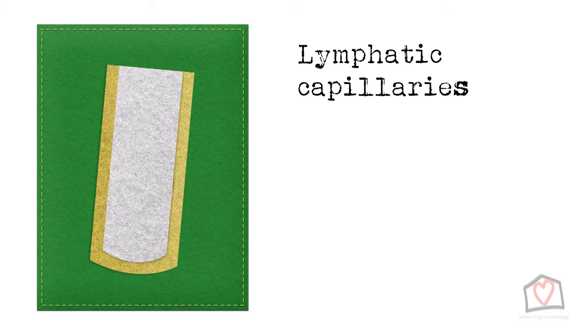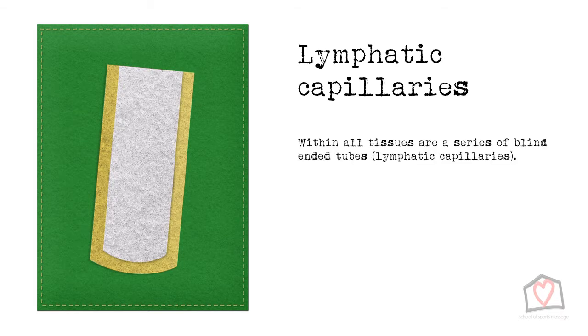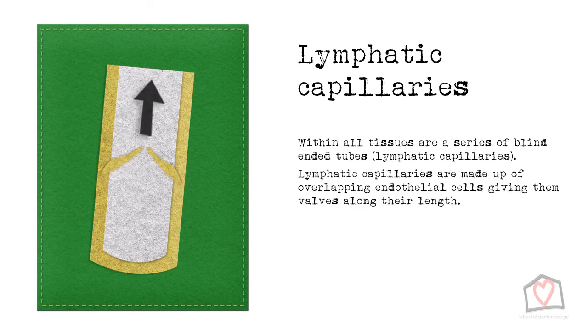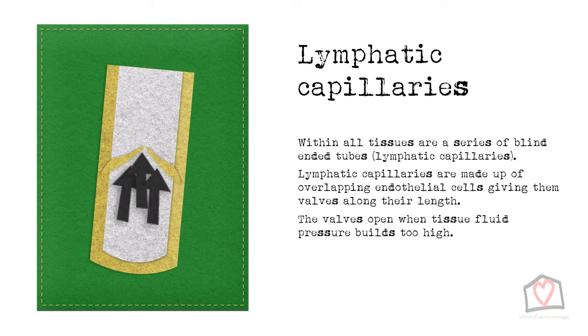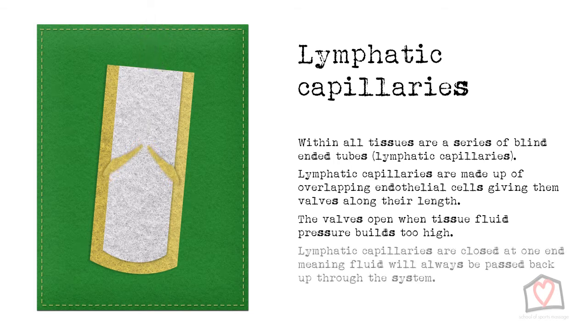Within all tissues there are a series of blind-ended tubes called lymphatic capillaries. These structures are made up of overlapping endothelial cells, creating valves along their length. These open when fluid pressure builds up too high in the tissues, allowing fluid and molecules to enter the lymphatic system. As these capillaries originate in the tissues, they are closed at one end, meaning that fluid will always be passed back up through the system. This is important as it will prevent edema within the tissues.